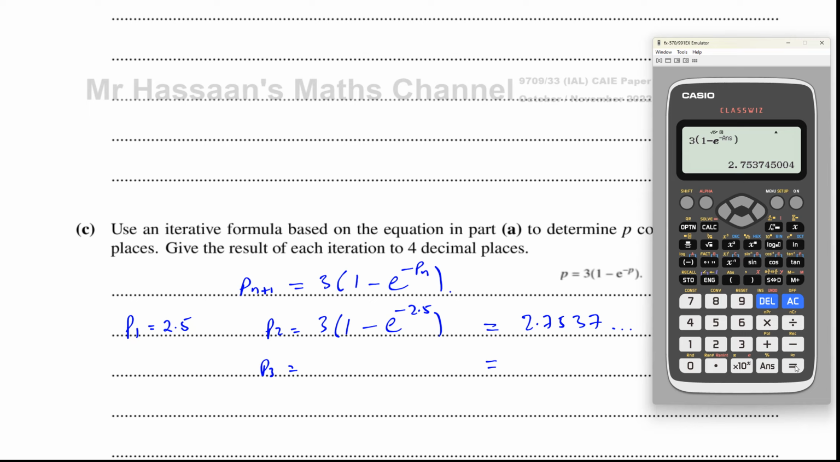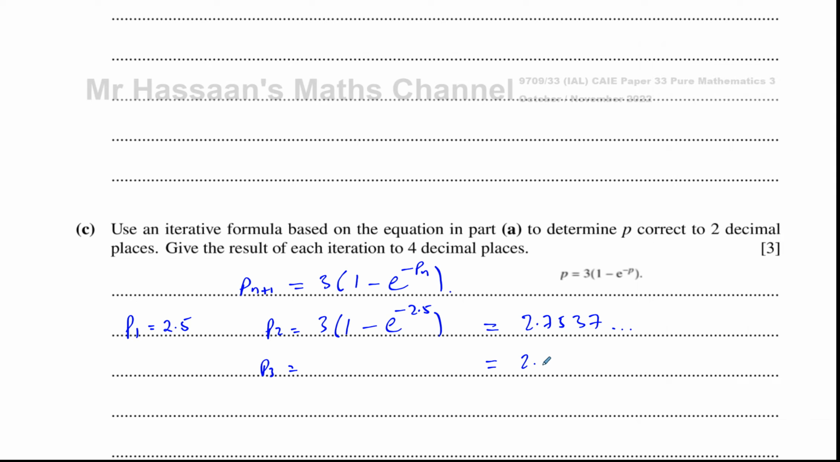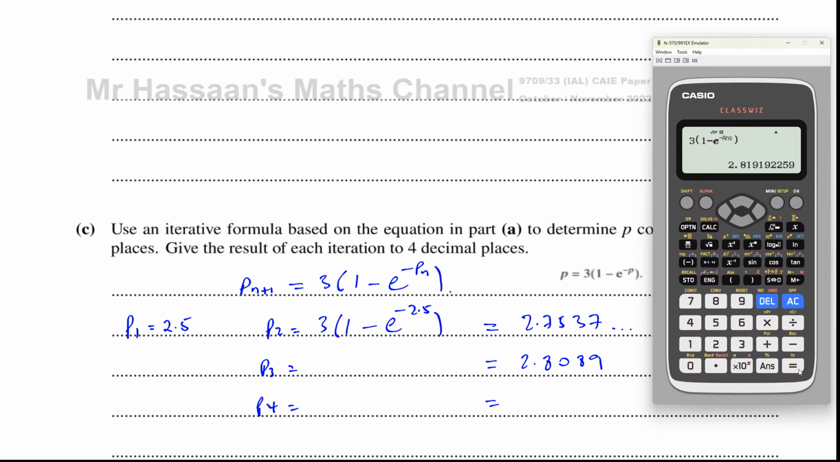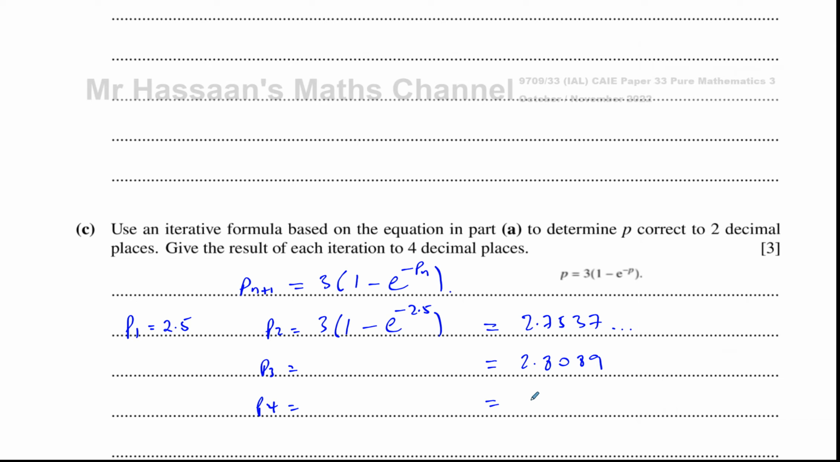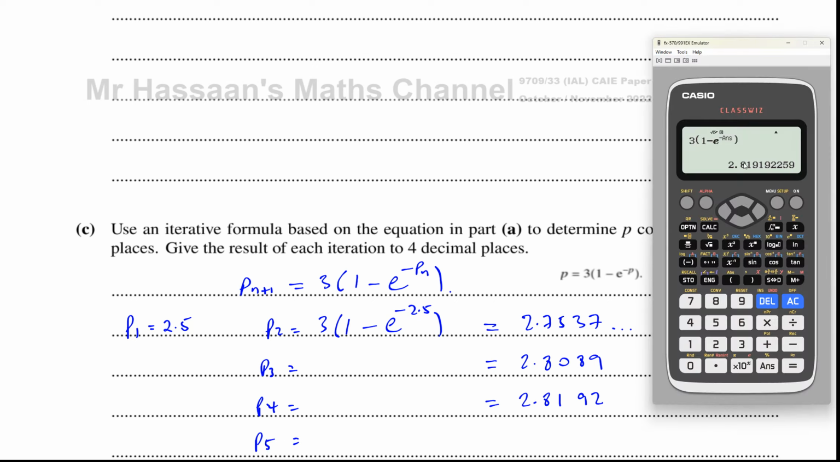And what you'll notice is when I press equals again, it becomes 2.8089. Then for P4, I'll press again, and it's 2.8192. You'll notice that as you go further and further, it starts to settle down and fix to certain values.